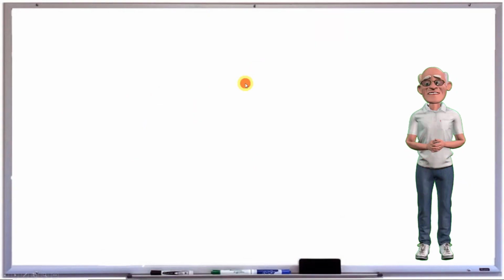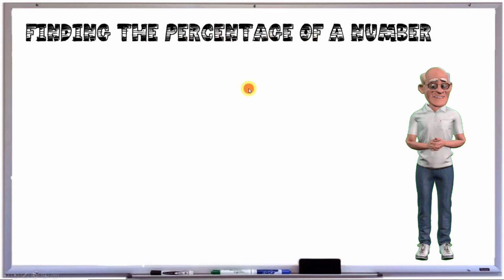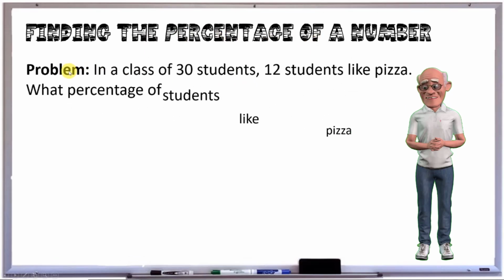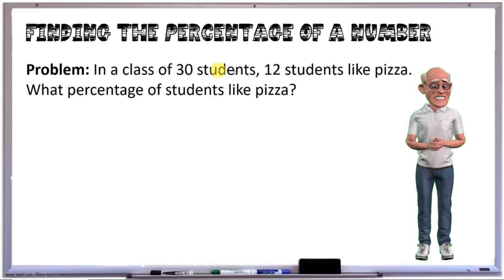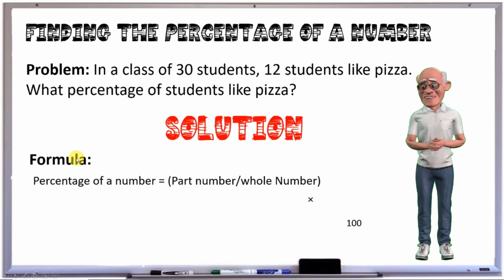Okay, let's look at finding the percentage of a number. A problem: in a class of 30 students, 12 students like pizza. So what percentage of the students like pizza? Let's look at the solution. Right, the formula, of course, according to the previous, percentage of a number equals the part over the whole number. In this case the part is going to be 12 and our whole number is 30, and we multiply that by 100.